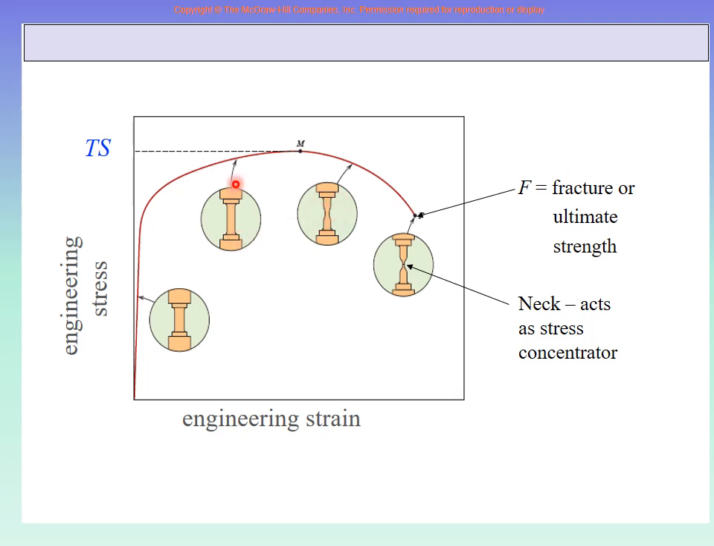Until here, any point here or here or here, the length has increased, but the diameter is uniform. Now there will be a small diameter here and the rest will be a little larger diameter. So this is like a neck has formed, N-E-C-K, neck. It is just like our neck.